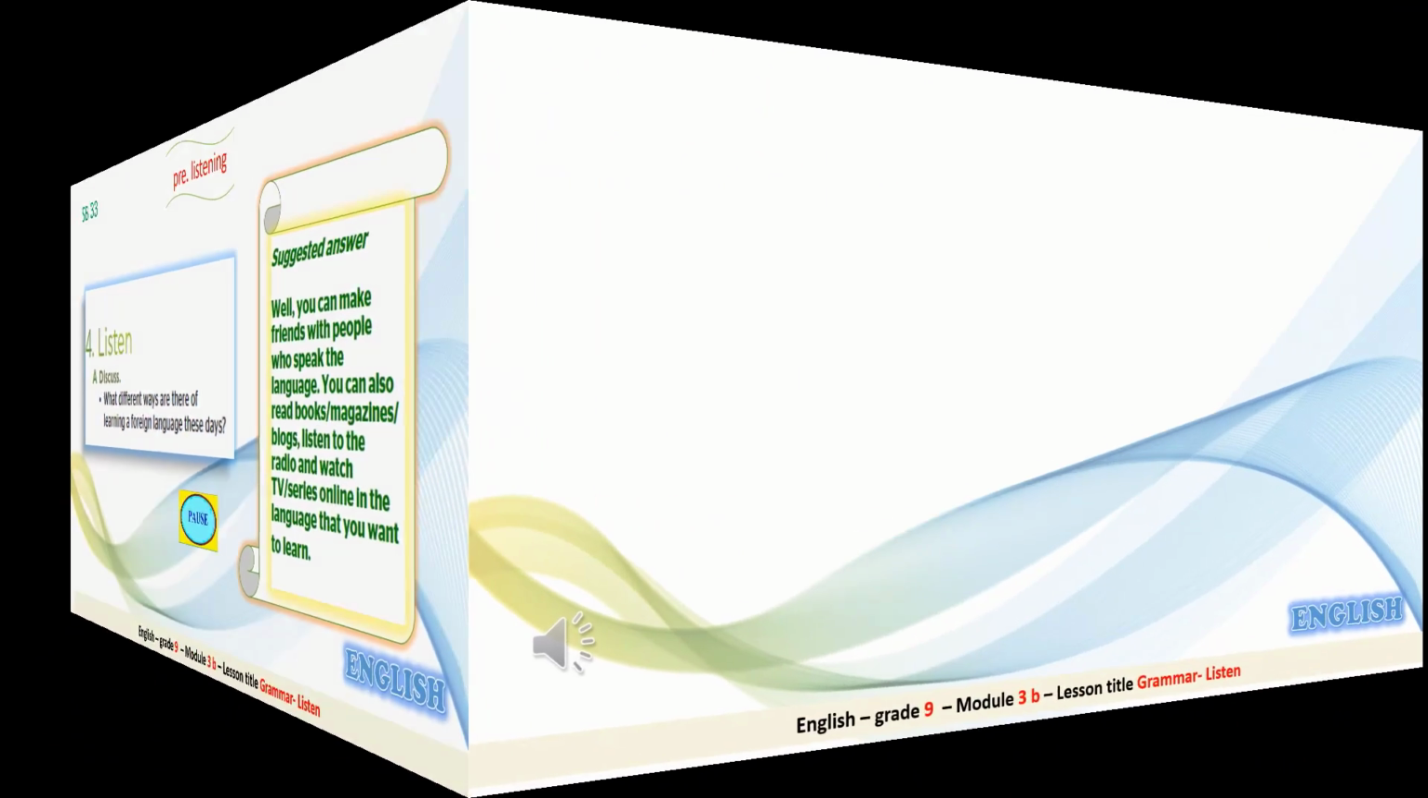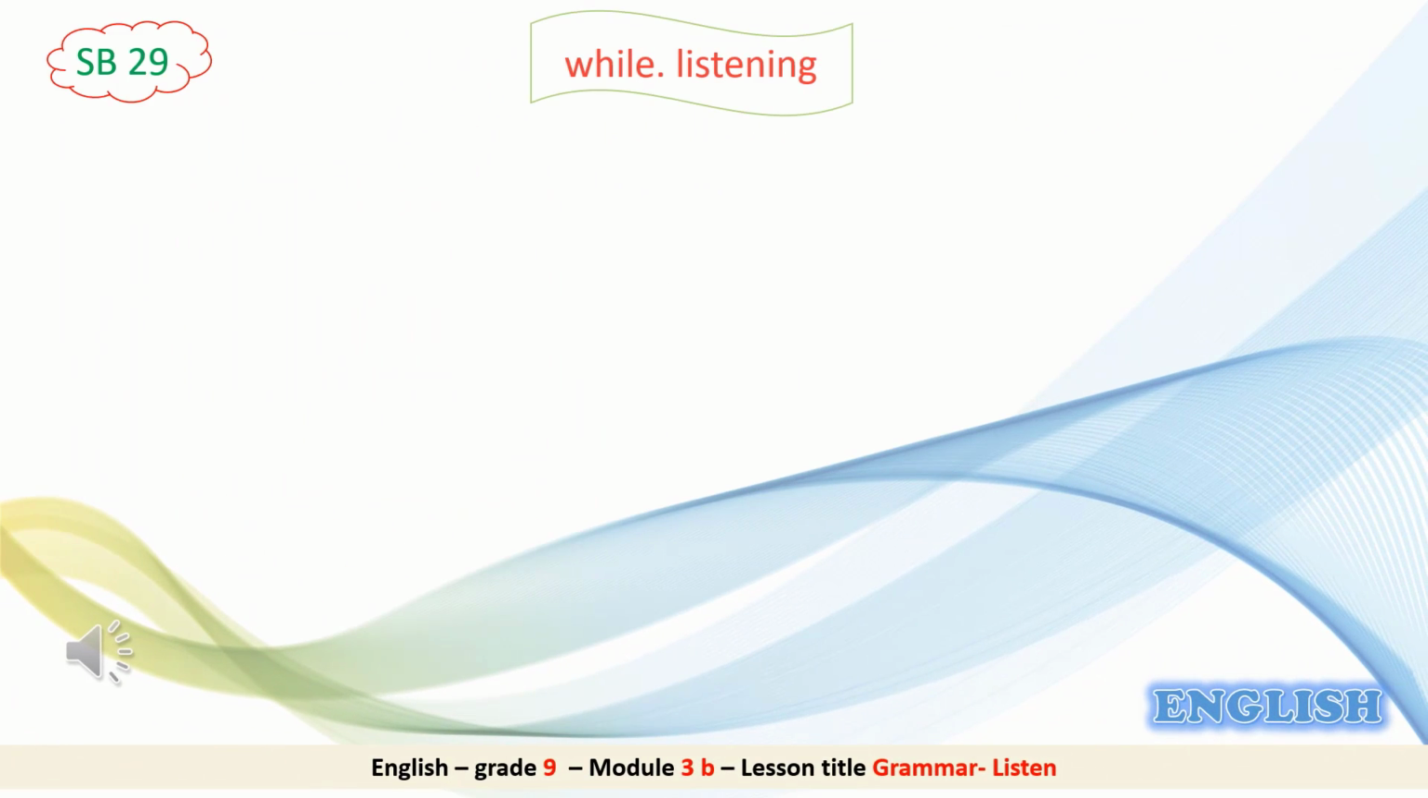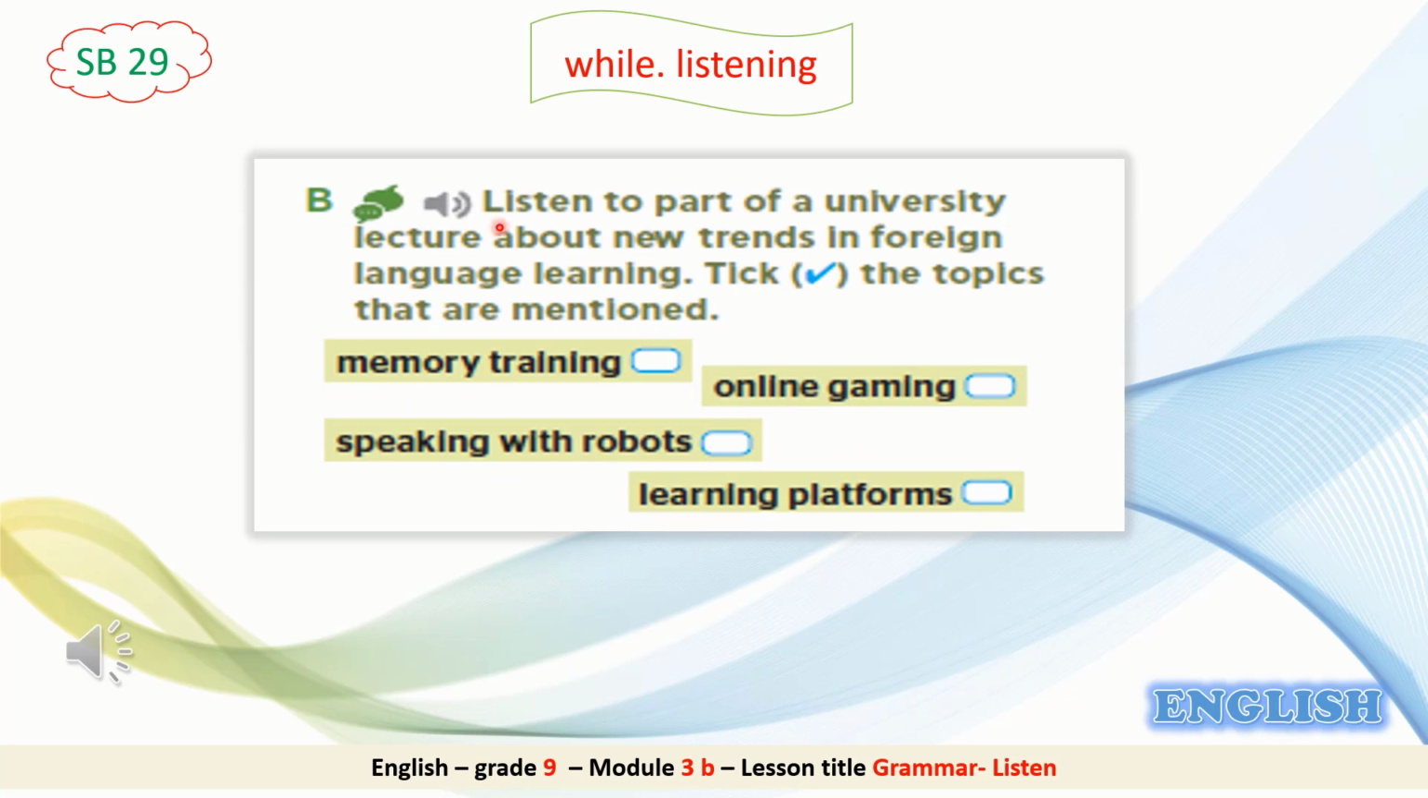Let's move on to the while-listening task. Here we are going to listen to a part of a university lecture about new trends in foreign language learning. Tick the topics that are mentioned. Here we have 4 topics: memory training, online gaming, speaking with robots, and learning platforms. What you are going to do is now to listen to a part of a lecture and tick the topics that are mentioned. Here we go.